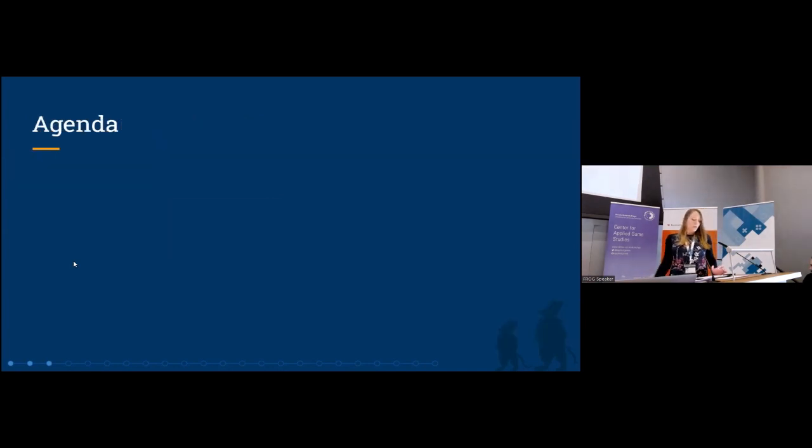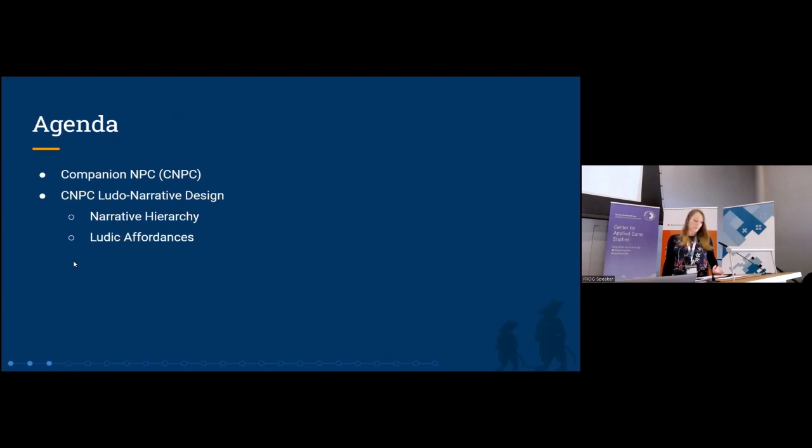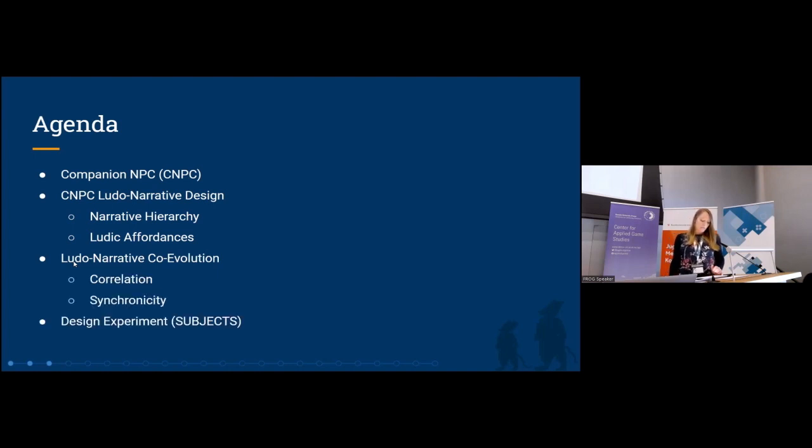A quick overview of our main talking points today. First, we'll talk about NPC, specifically a companion NPC. Next, an outline of the CNPC Ludo-Narrative design, from which we will touch specifically on its elements, which are narrative hierarchy and Ludic Affordances. These culminate into the Ludo-Narrative Co-Evolution, which includes correlation and synchronicity. Finally, we will present our own design experiment, Subjects, the game you just saw.